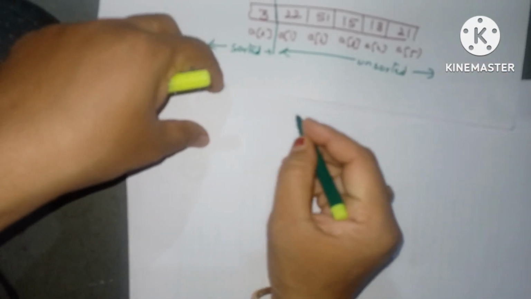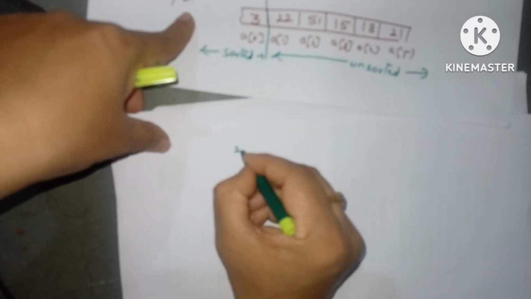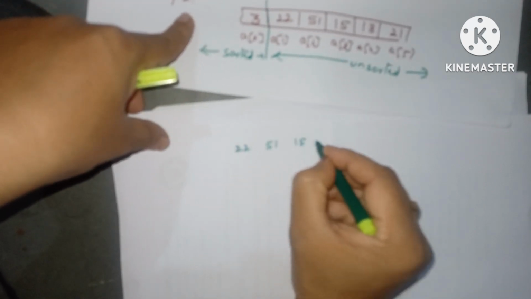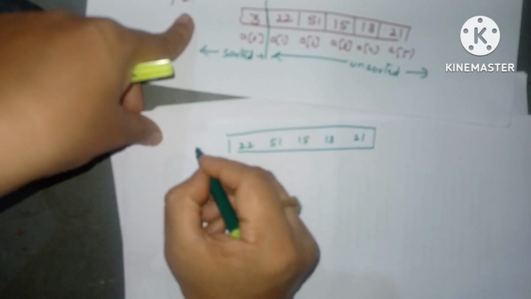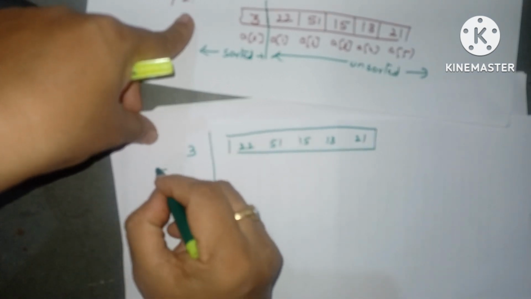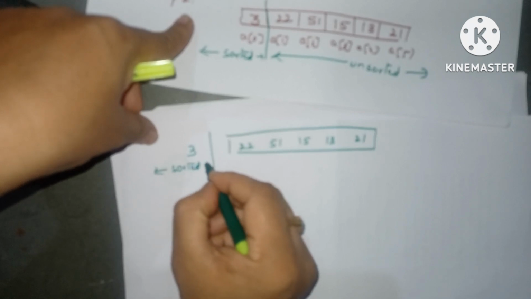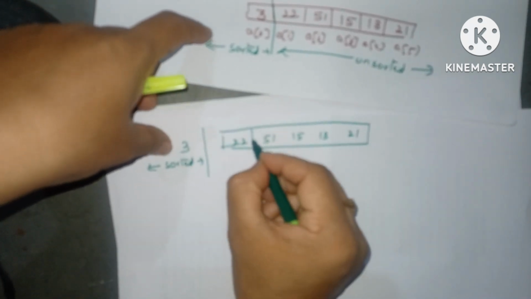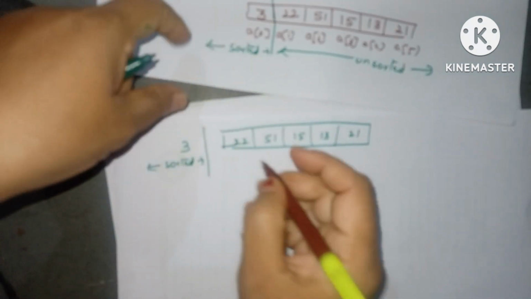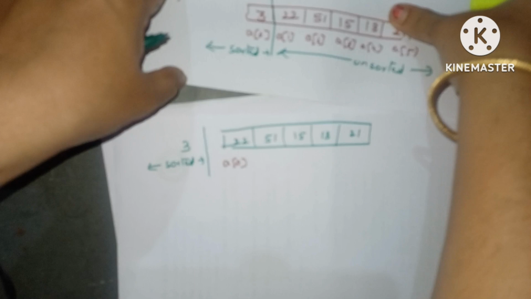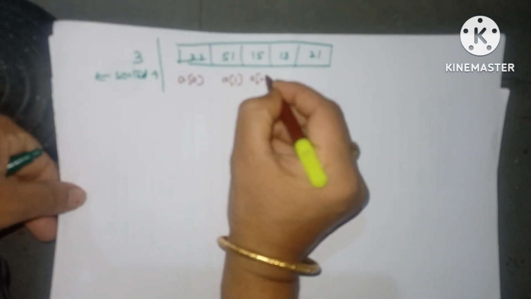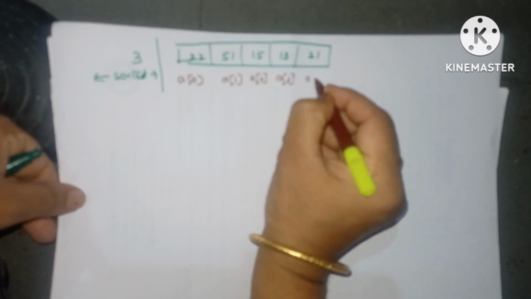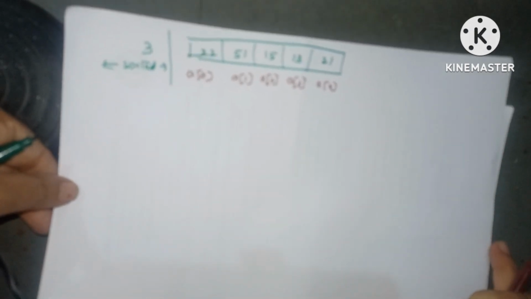Step 2 means again we take these elements. What are the elements here? 22, 51, 15, 13, 21. Only these elements are not in order, so take only these. 3 is already in order, so this is the sorted part. Don't do anything to it. Again we divide this: this is A of 0, A of 1, A of 2, A of 3, A of 4. We repeat the same procedure.